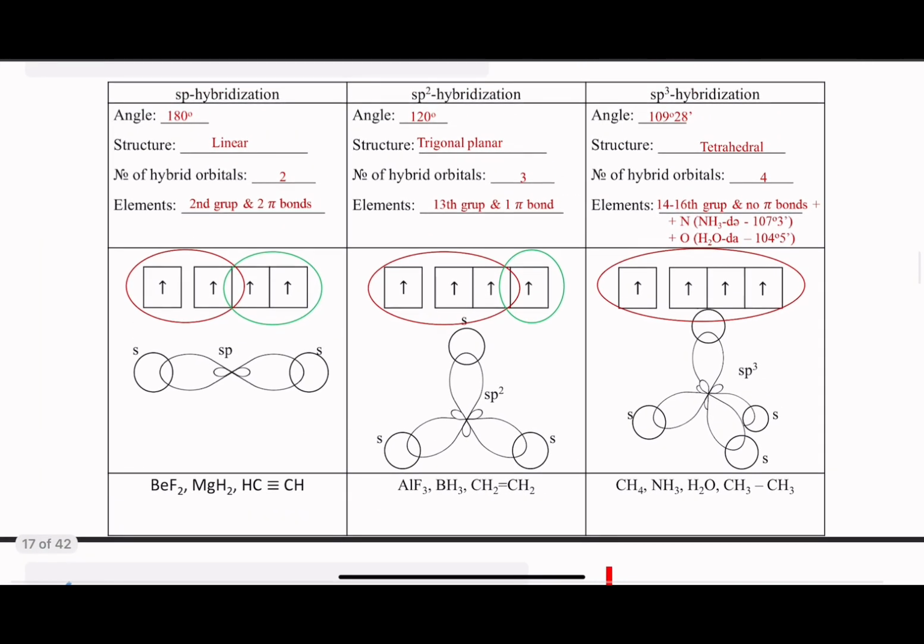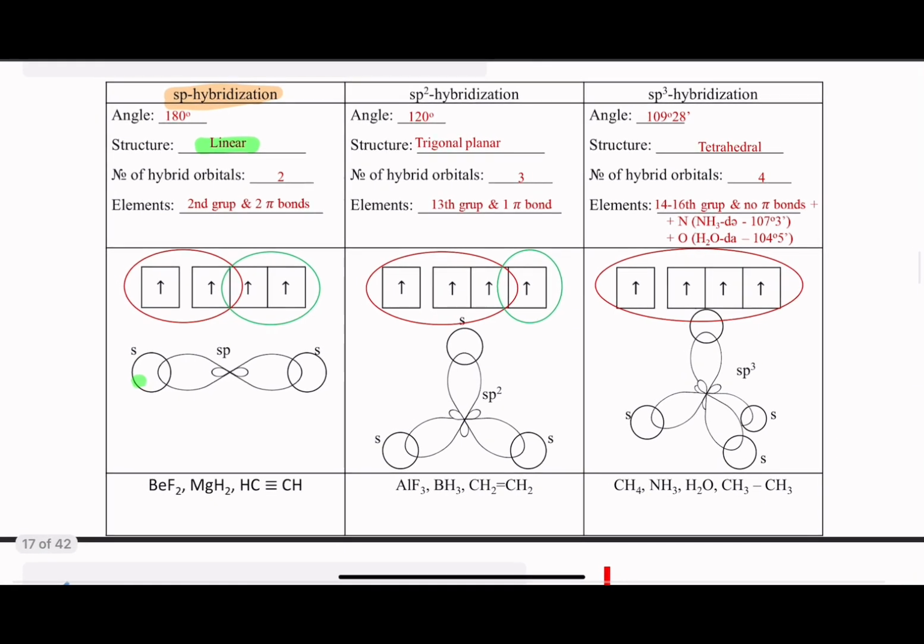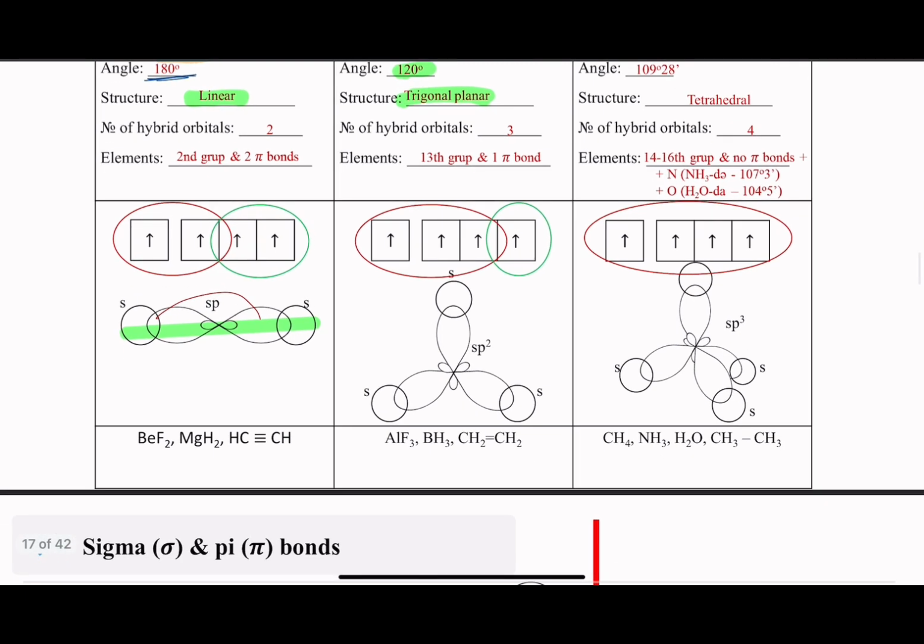So when you have an sp hybridization, you have a linear shape. That's the name of the molecular shape. You see it's linear, it's like a line, and the degree between them is 180. And then when you have hybridization of sp2, your degree is 120, and the name is trigonal planar, and it is shown in here.